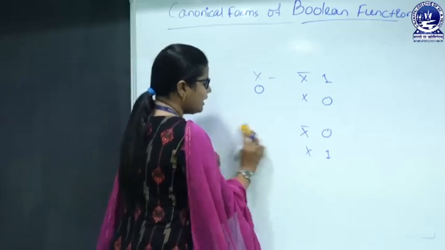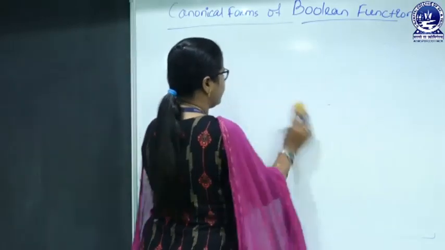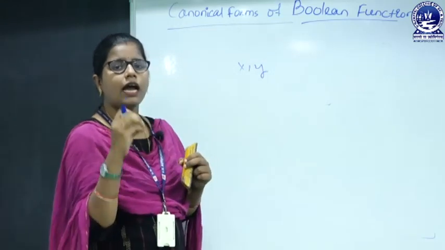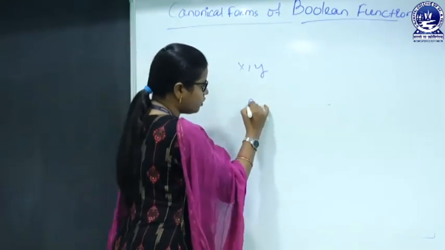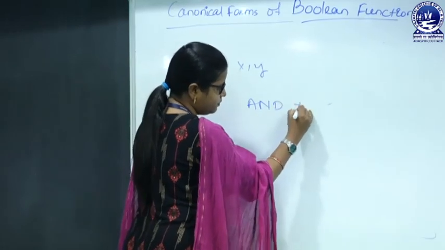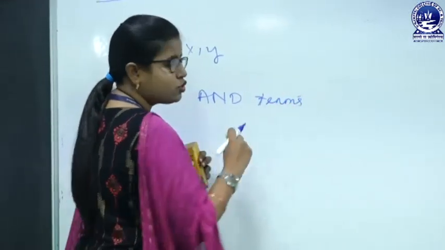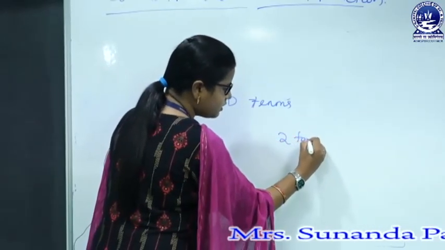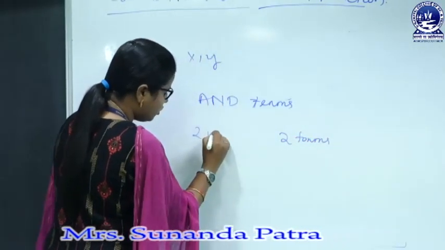So if we have two variables, suppose x and y, and we are going for the AND terms, how many possible forms are there? There are two forms and we have two variables.